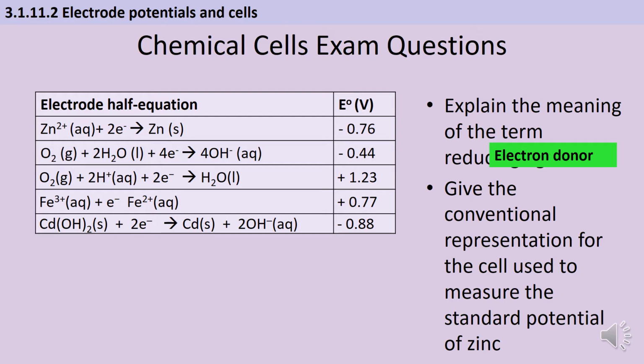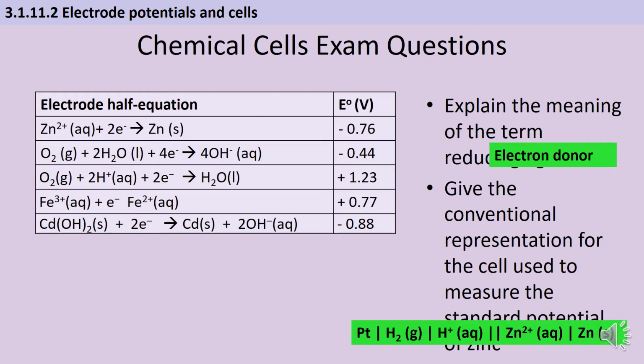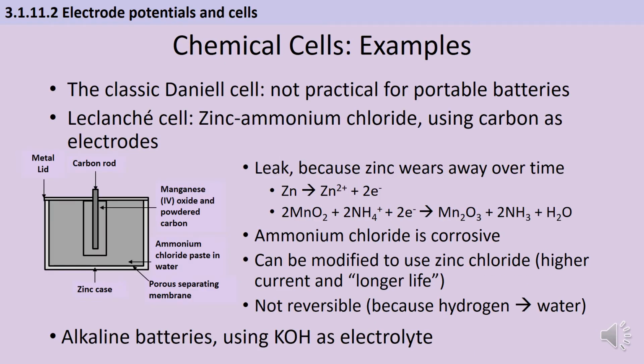So hopefully you managed to write down that a reducing agent is an electron donor, and the cell for measuring the standard potential, we're going to be measuring it against the standard hydrogen electrode. So we've got platinum, phase boundary, hydrogen gas, phase boundary, hydrogen that's going to come from an acid, so it's aqueous. Then we've got our double line for the salt bridge, and then we've got our zinc ions, and then finally our solid zinc, because as you know, the most oxidized species is always going to go nearest to the salt bridge.